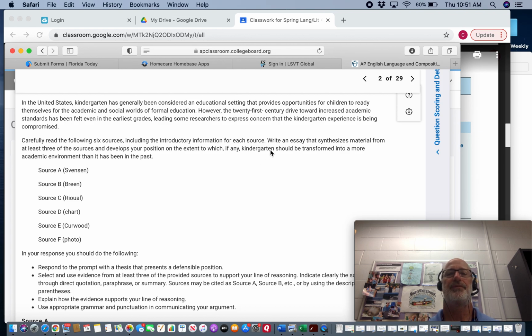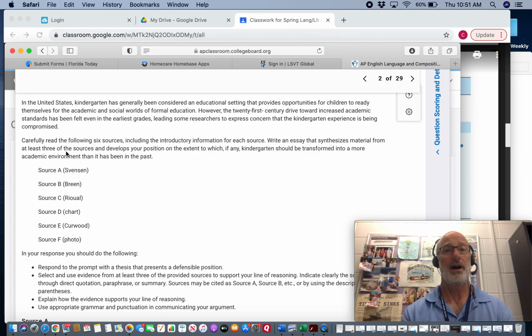We've talked about that. Write an essay that synthesizes material. Okay, so we need to have at least 3. That's not going to change. What have I suggested? 3 is good, and there have been really good essays using 3 sources, no problem. But my suggestion is that 4 or 5, using one of those as refutation, is not a bad option either. Three of the sources, develops your position on the extent to which, if any, kindergarten should be transformed into a more academic environment than it has been in the past.